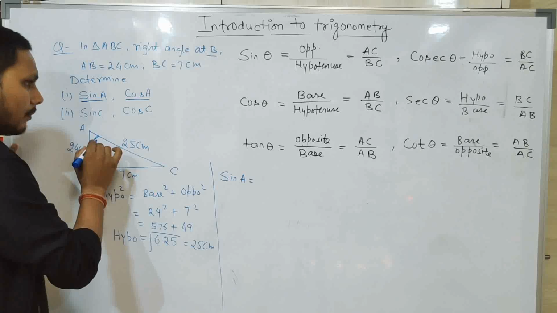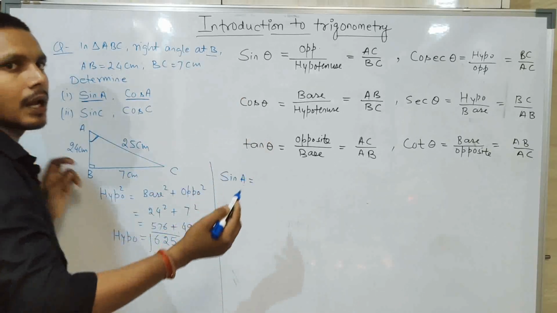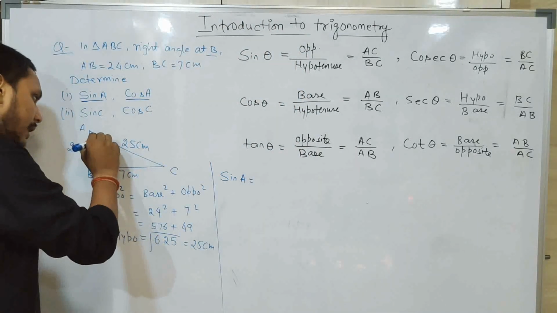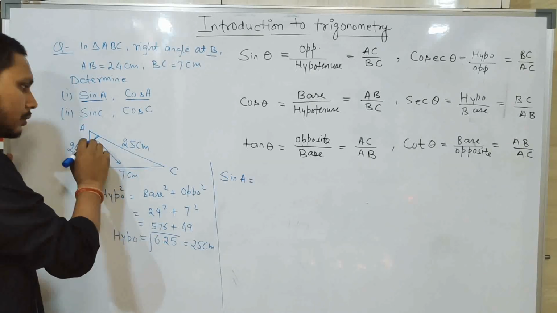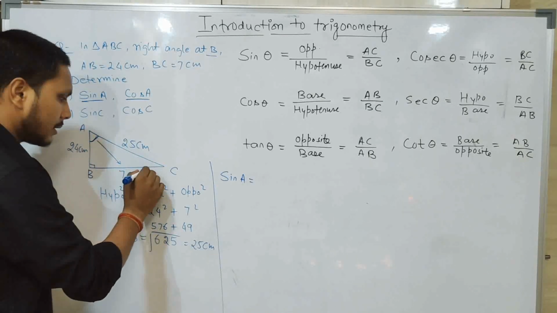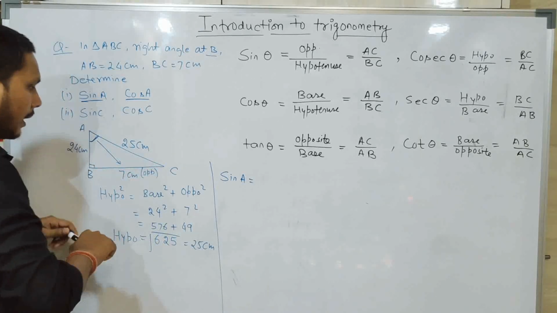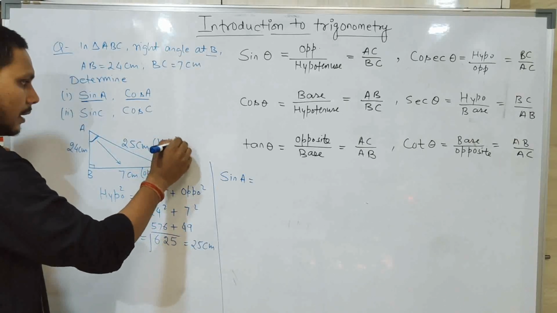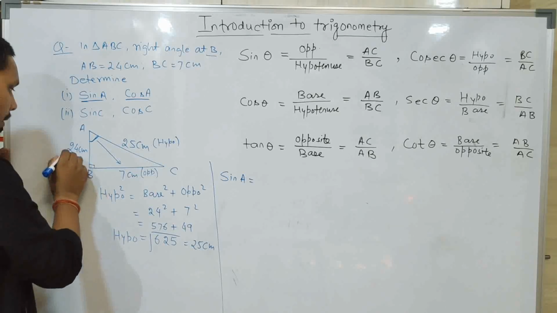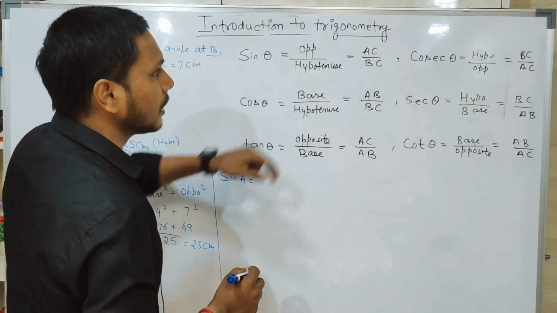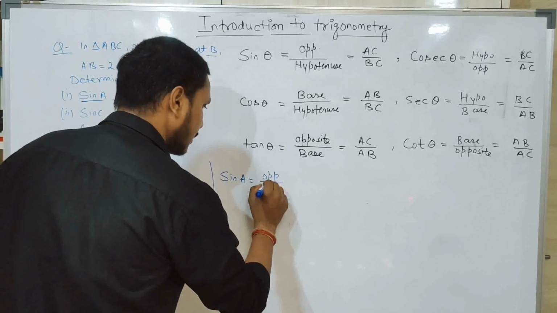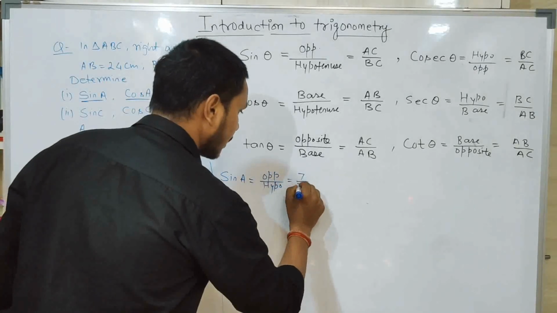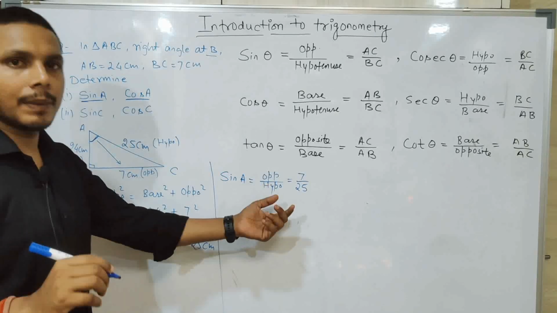Okay, so we know that we define the opposite, base and hypotenuse according to the angle given. So here angle A is given, and we know that the side opposite to the angle is known as the opposite side, so it's your opposite. Okay, and this is your base and this is your hypotenuse. Now sine is opposite upon hypotenuse. So tell me what is opposite? It's nothing but 7 upon hypo, which is 25. So the answer: sin A equals 7 by 25.